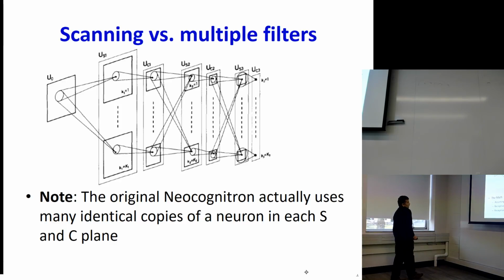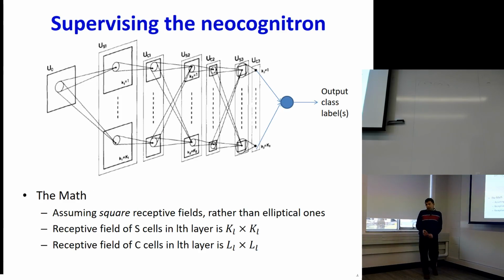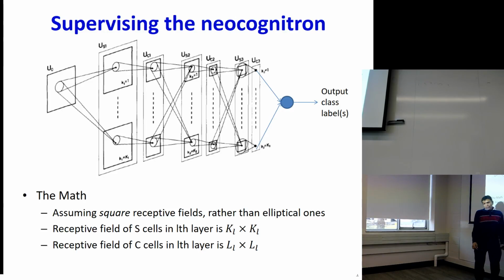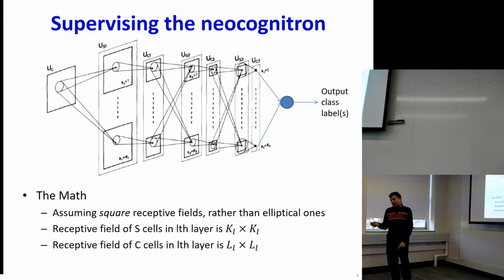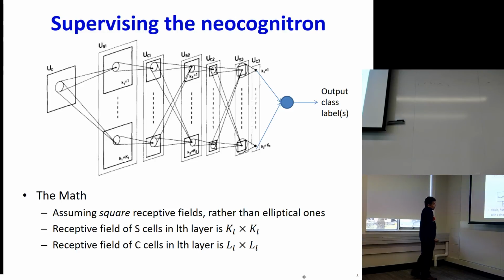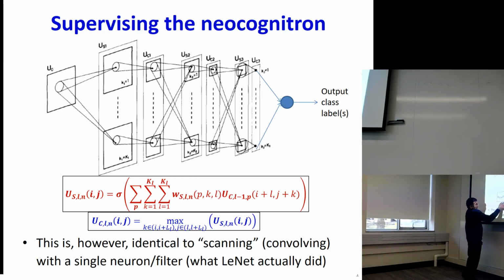Now, in LeCun's approach, he replaced these elliptical receptor fields with square receptor fields. So the receptor field of an S cell in the Lth layer would be some K_L cross K_L, and the receptor field of the corresponding C cell is going to be some uppercase L, well, L_L cross L_L. I need a better notation than that. And the specific response that you're going to find, this is for the S cell. The response of the S cell in the ijth position is going to be, for some activation sigma, which we saw was best modeled in the case of the neocognitron.